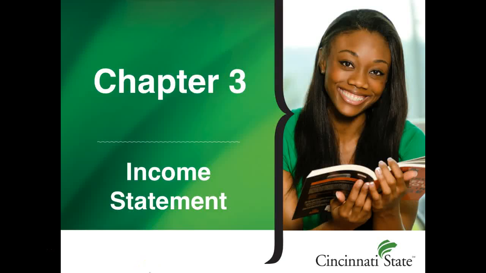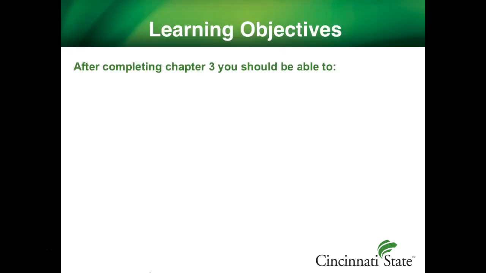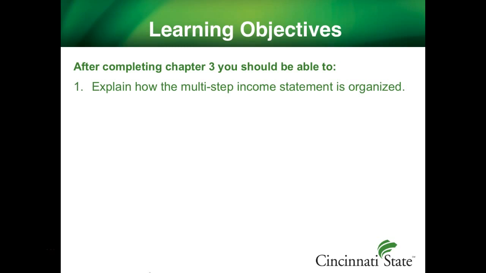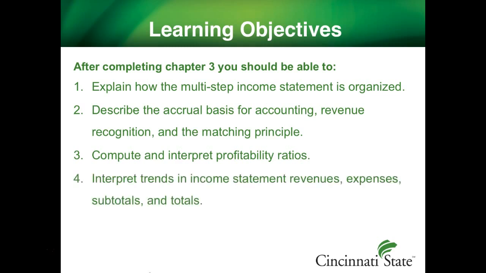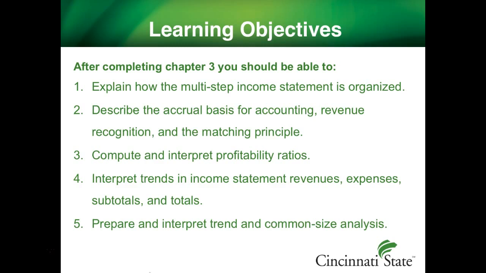Chapter 3 discusses the organization, components, purpose, and limitations of the income statement. After completing Chapter 3, you should be able to explain how the multiple-step income statement is organized, describe the accrual basis of accounting, revenue recognition, and the matching principle, compute and interpret profitability ratios, interpret trends in income statement revenues, expenses, subtotals, and totals, and prepare and interpret trend and common size analysis.